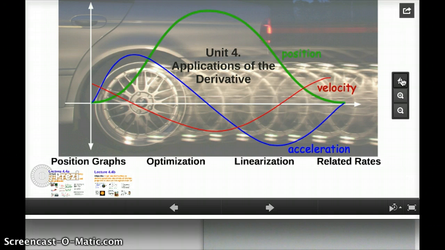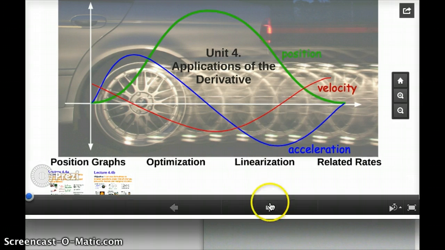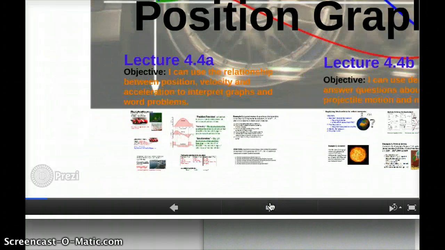After position graphs, we'll go on to talking about optimization, then something called linearization, which is a way to make predictions, and we'll end with related rates. Here's where we start today, lecture 4.4a.